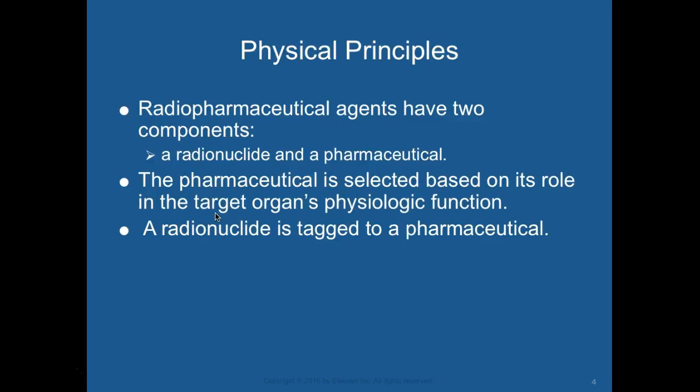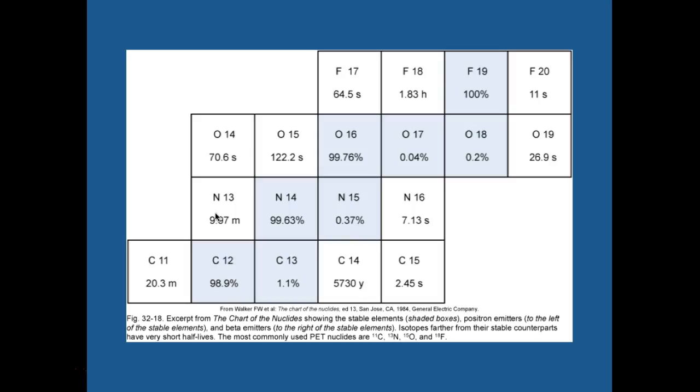There's two components. There's a radionuclide and a pharmaceutical that's combined. So the pharmaceutical is selected based on the role in the target organ or the physiological function, where the radionuclide is tagged to that radiopharmaceutical. So these are the radionuclides that are stable, so in the shaded boxes. So this is what you found on the periodic chart.